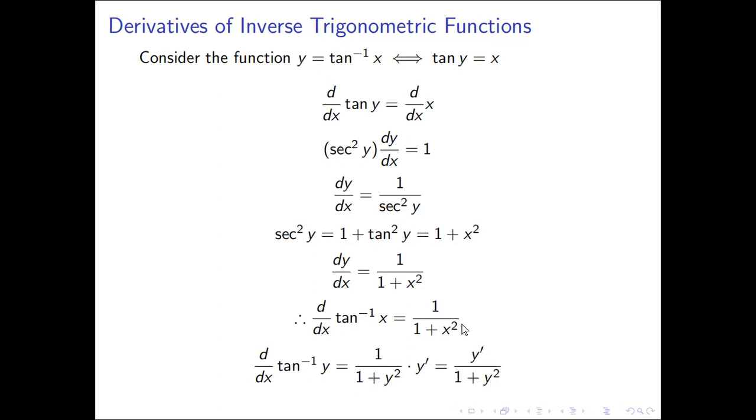Now, what if we have the chain rule, or rather, instead of x, we differentiate tangent inverse of y with respect to x. We just apply the chain rule. It's the same, so 1 over 1 plus x squared. Therefore, the derivative of tangent inverse y is 1 over 1 plus y squared times the derivative of y, so y prime. Or we can just write it as y prime over 1 plus y squared. And we also do that for the other inverse trigonometric functions.